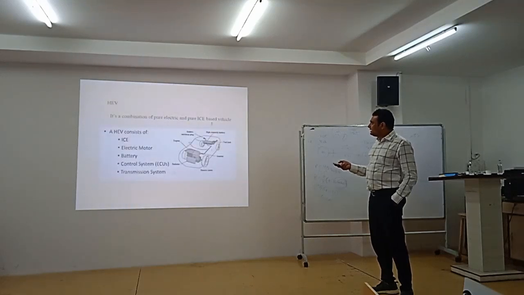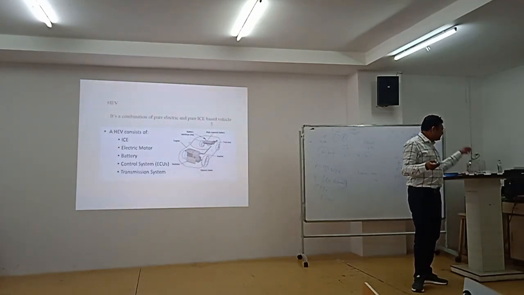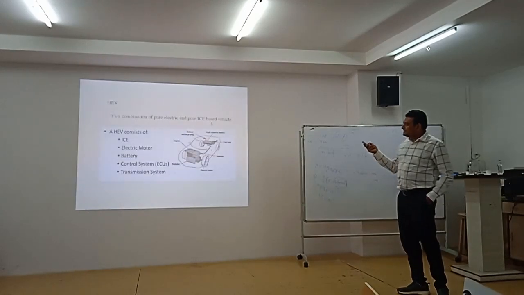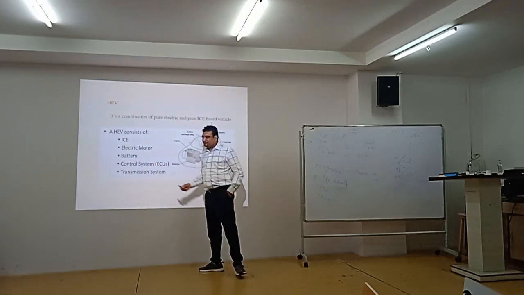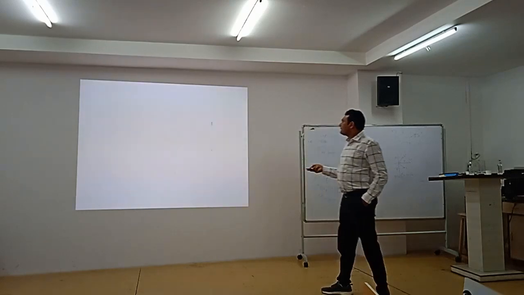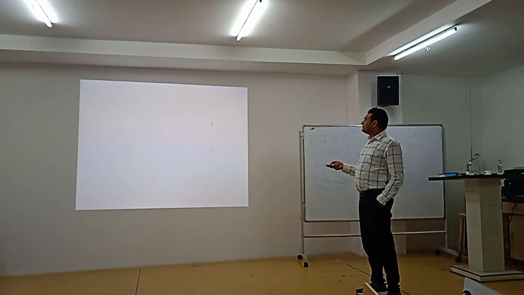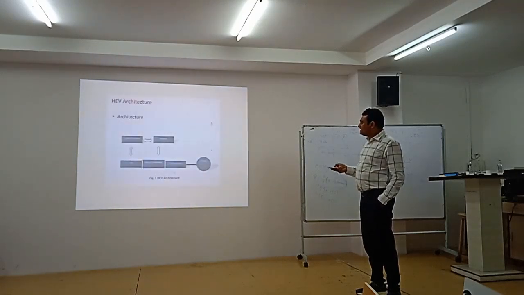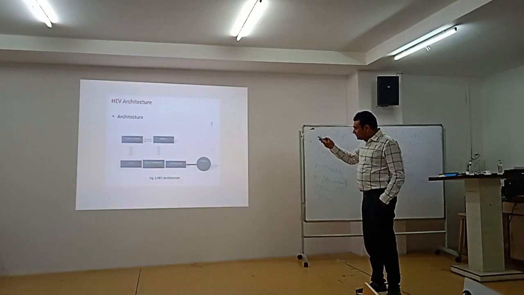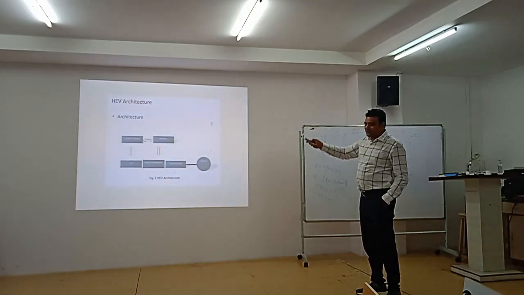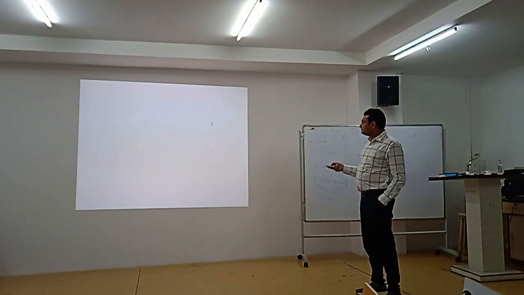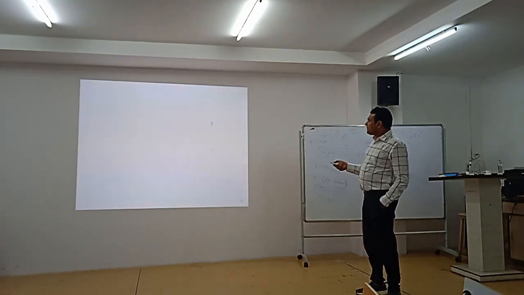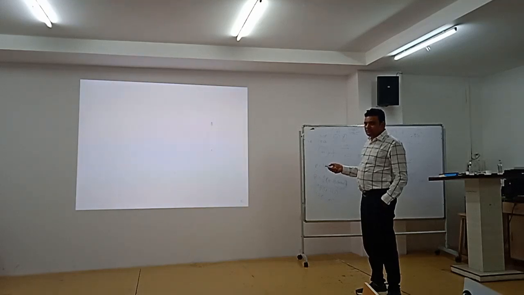HEV is a combination of pure electric and pure IC based engine, right? So the components of HEV are IC engine, electric motor, battery pack, its control system and transmission system. This is the architecture of HEV: motor generator, battery, IC and control system, and that transmits power to the wheel. So HEV is basically of three types: series hybrid, parallel hybrid, and power flow.